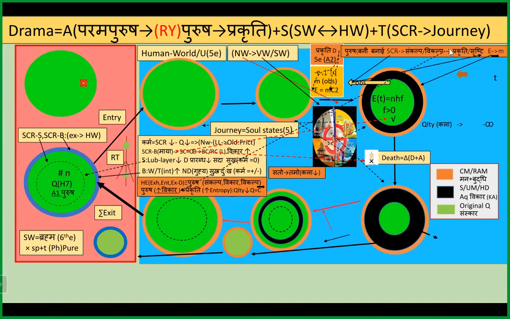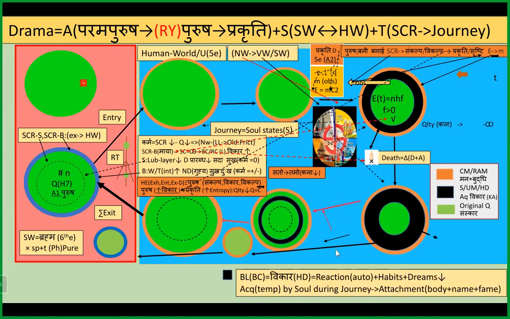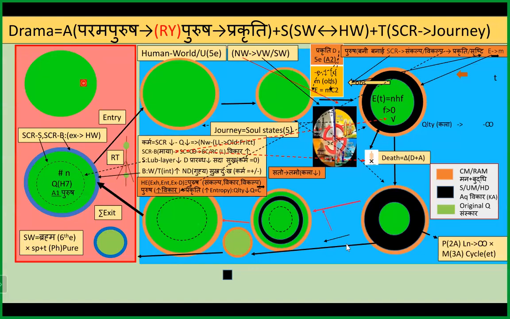It is proved because quantum physics says that Purush controls the Prakriti, and that is why, in reverse, we can prove that Purush Vikar controls the entropy of the Prakriti. And let us define what is Vikar. This is the definition of the Vikar, which is acquired by the soul during the journey because of the attachment to body, name, and fame.